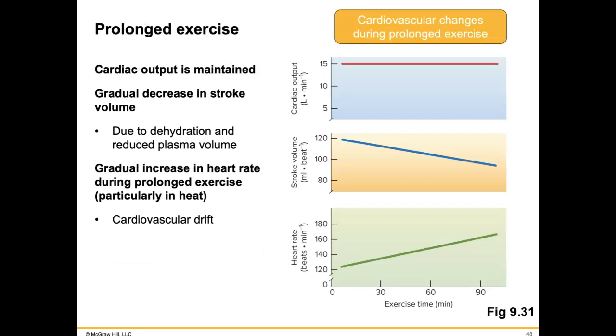Now, if we shift gears and look at prolonged exercise, we can see that cardiac output is going to be maintained and remain consistent, whereas with our stroke volume, we will see a gradual decrease. And this is due to dehydration as we're sweating and a reduced plasma volume. And with heart rate, we will see a gradual increase during this prolonged exercise, and specifically within heat. And this is known as our cardiovascular drift.